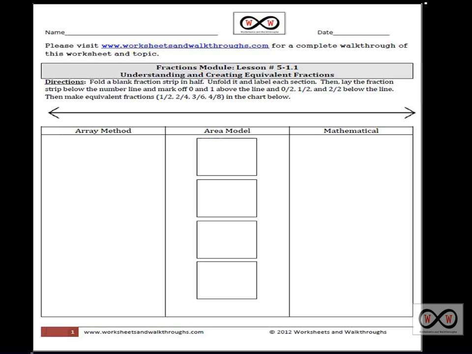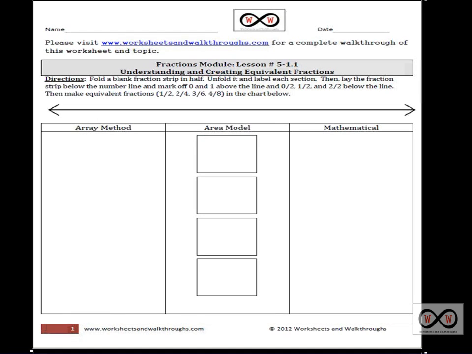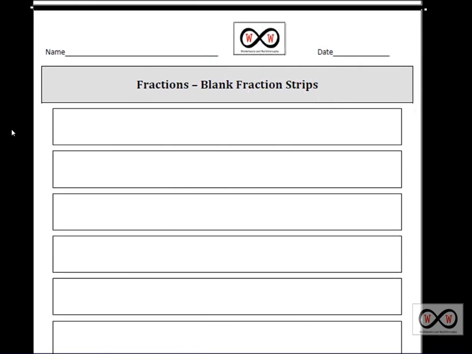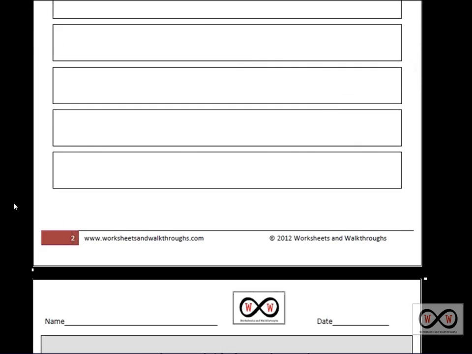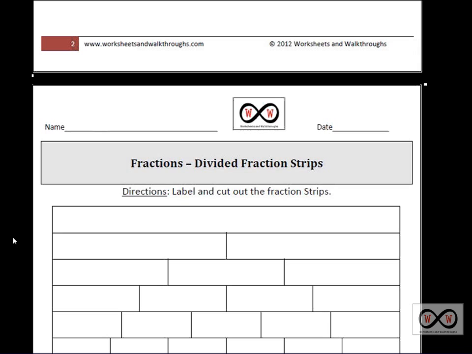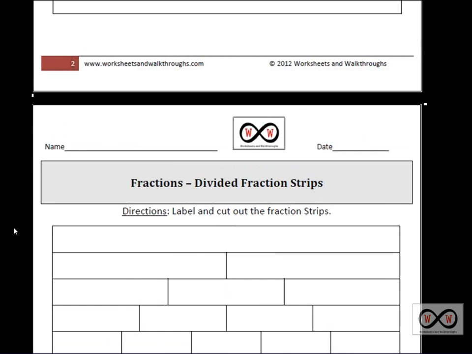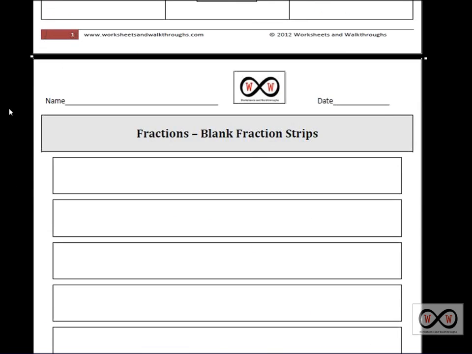You can go to worksheetsandwalkthroughs.com to print out a copy for yourself. You'll find it under our fractions video walkthroughs. It's entitled Fractions Module, Lesson 5-1.1, Understanding and Creating Equivalent Fractions. And you'll notice that it comes with blank fraction strips as well as divided fraction strips. Feel free to use these to create other lessons if you'd like.